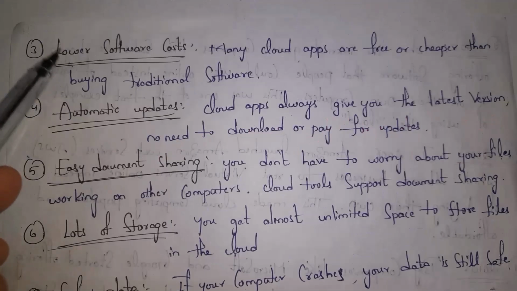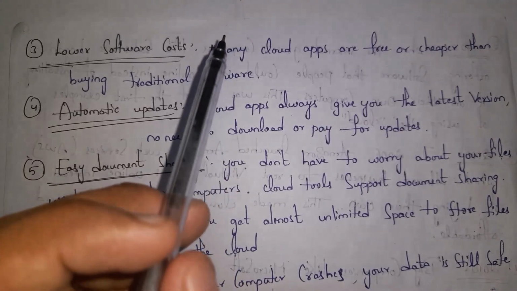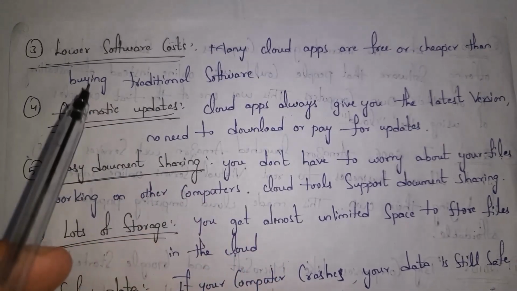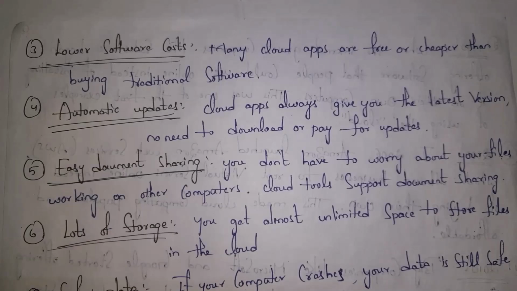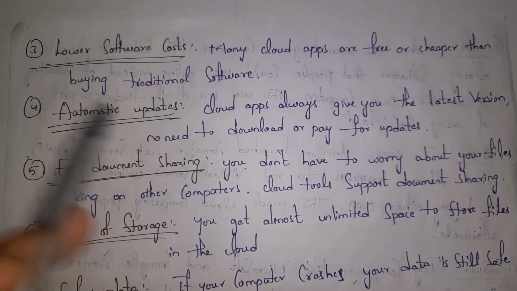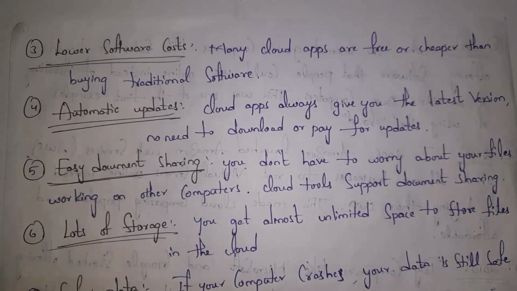And the third one is low software cost. Many cloud apps are free or cheaper than buying traditional software. Guys, in cloud, most of the software is free and many are cheaper. And the fourth one is automatic updates. Guys, in cloud, each and every software will be up to date. So there is no need to download or pay money for updates. And the fifth one is easy document sharing. Guys, cloud also contains various kinds of software for sharing our data. So there is no need to worry about file sharing.